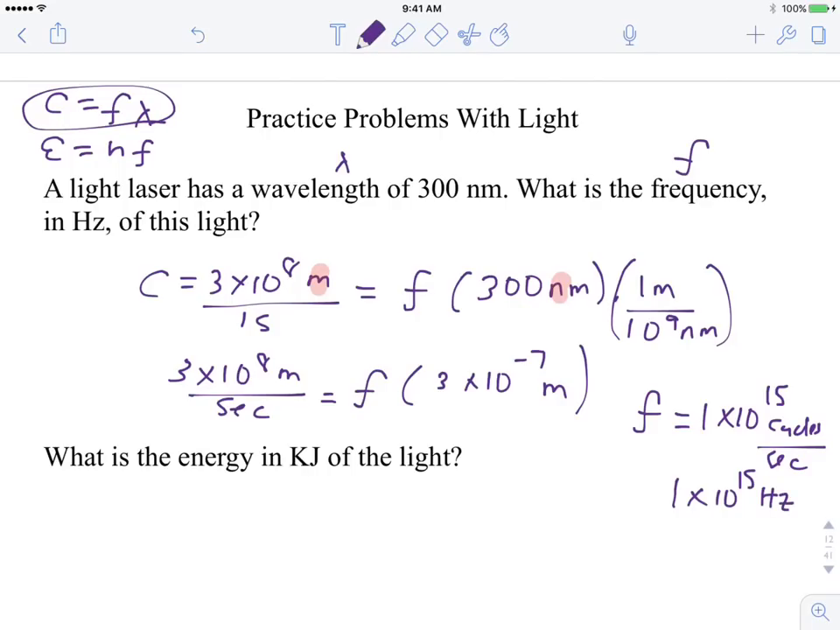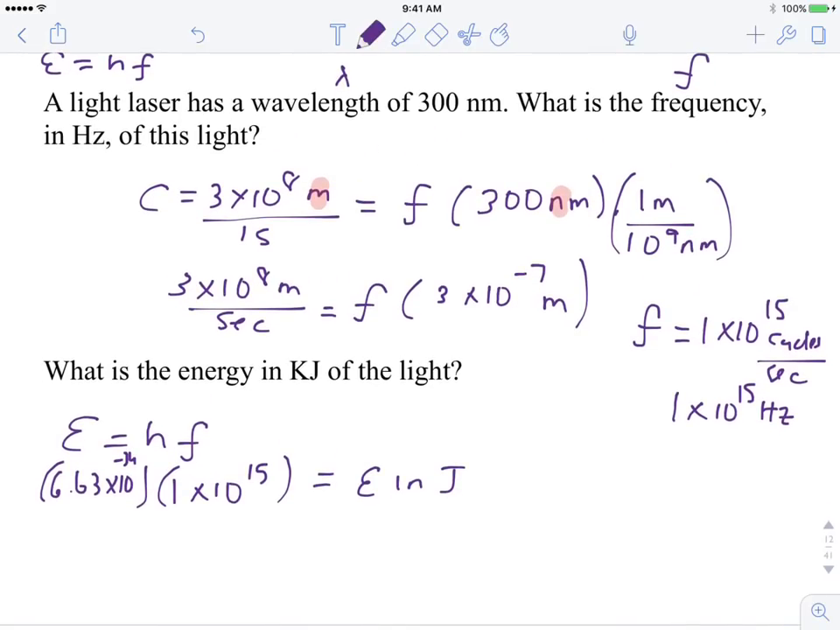Now I'm being asked, well, what's the energy in kilojoules of this light? So let's see if we can figure out that. We have energy equals H times frequency. Well, now we have the frequency, 1 times 10 to the 15th. And we can times it by 6.63 times 10 to the negative 34th, that's Planck's constant. And we can come up with our energy, and that will be in joules.